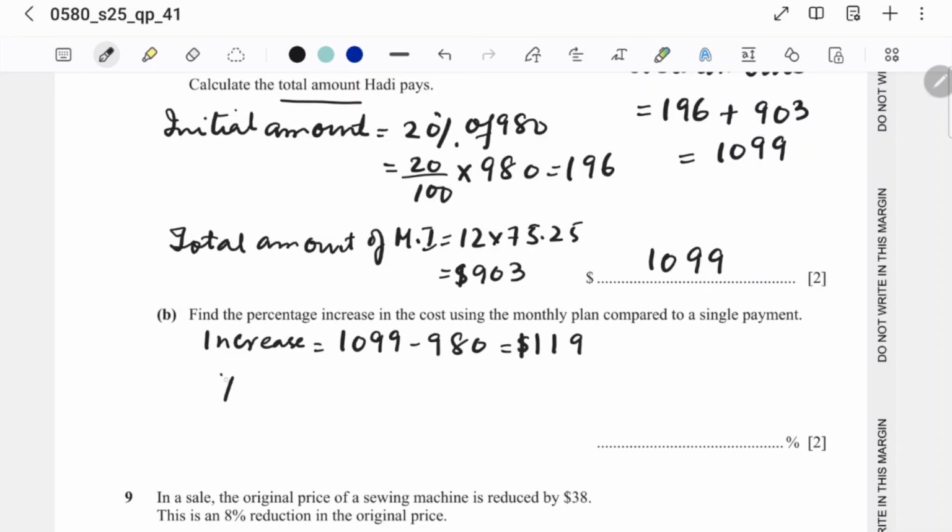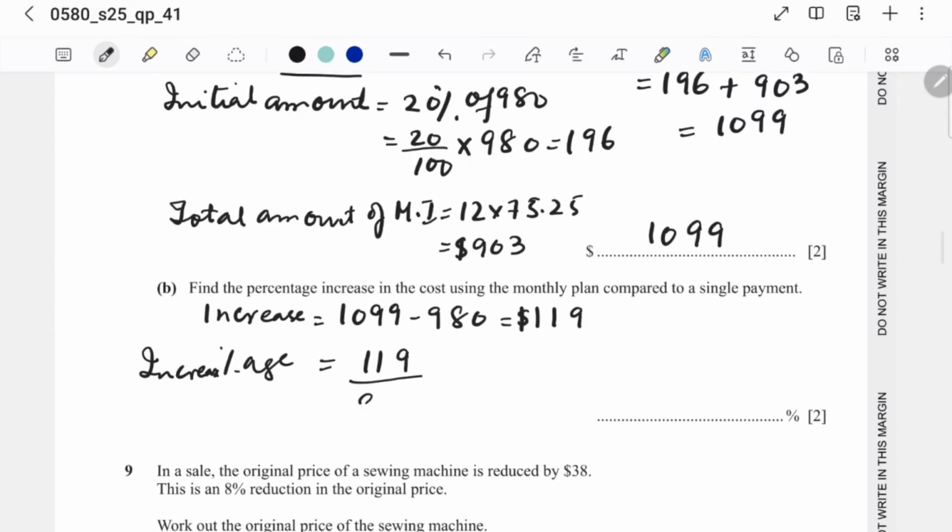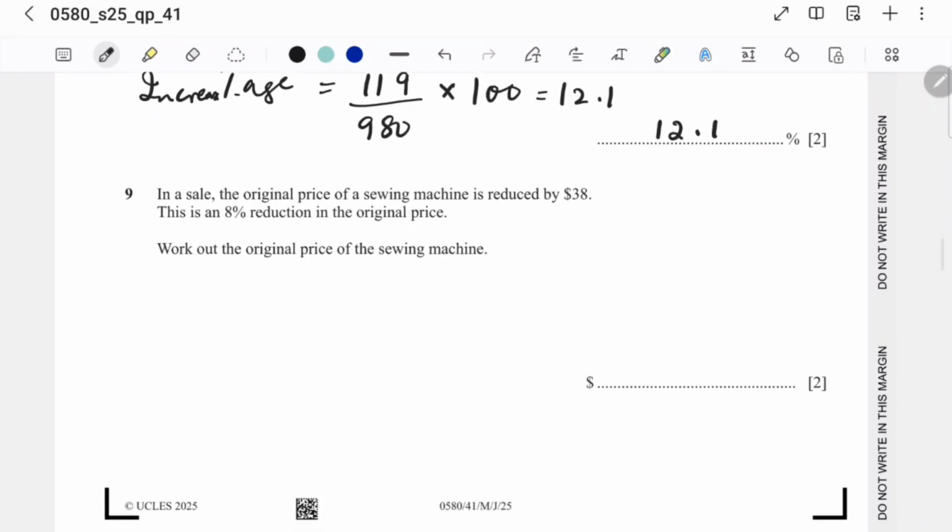So the percentage increase is equal to 119 divided by the original price, which is 980, and then multiply by 100, that is equal to 12.1 or 12.14. So that is 12.1%. Okay, now go to the next one.